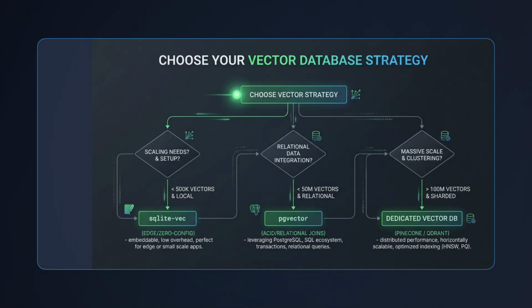So here's the decision matrix you can actually use. Is your dataset under 500,000 vectors? Use sqlite-vec, zero server setup, perfect for edge and local apps. Under 50 million, and you want relational joins? Use pgvector, full ACID. Only beyond 100 million vectors, and needing to shard, do you reach for a dedicated vector database.